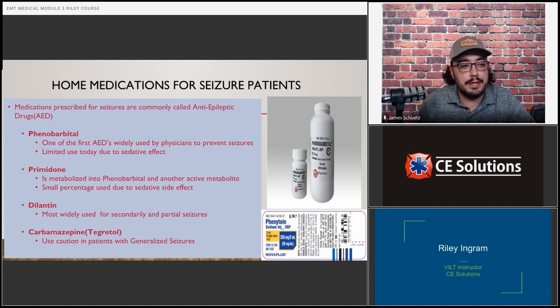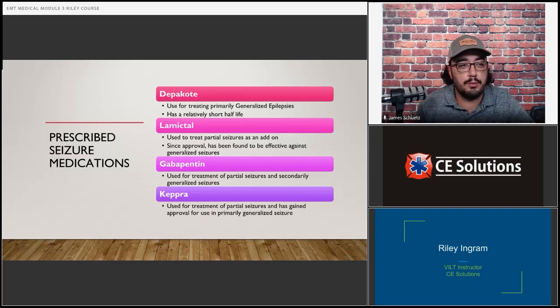Dilantin. It's most widely used for secondarily generalized and partial seizures. Tegretol is used with caution in patients with generalized seizures. Depakote is another one that's pretty common, used for treating primarily generalized epilepsies and has a relatively short half-life. Lamictal is used to treat partial seizures as an add-on, and since approval has been found to be effective against generalized as well. Gabapentin, pretty common, used for treatment of partial seizures and secondarily generalized. And Keppra, used for treatment of partial seizures and has gained approval for primary generalized as well.